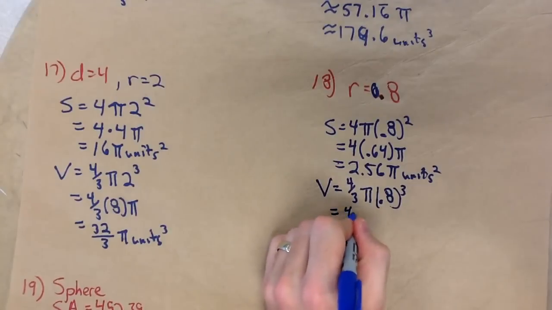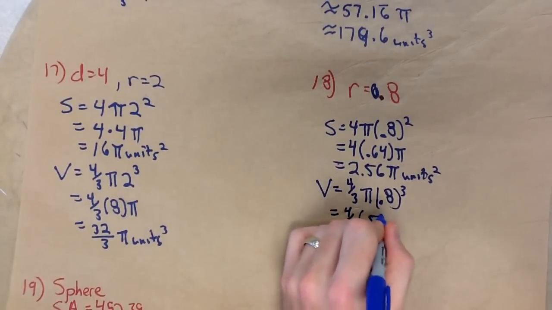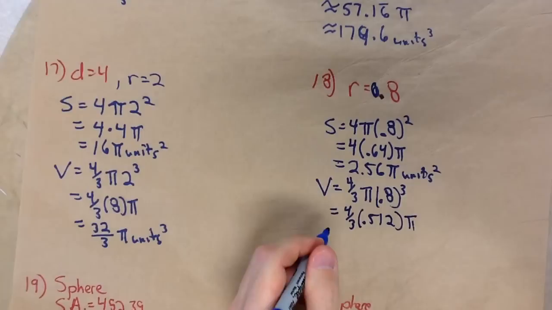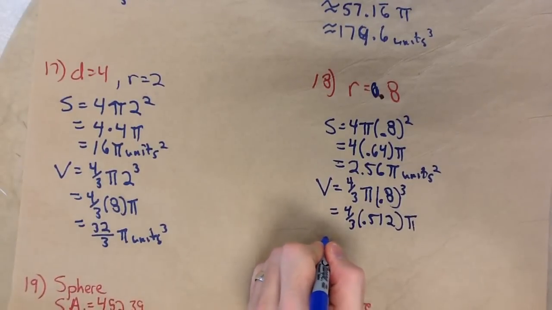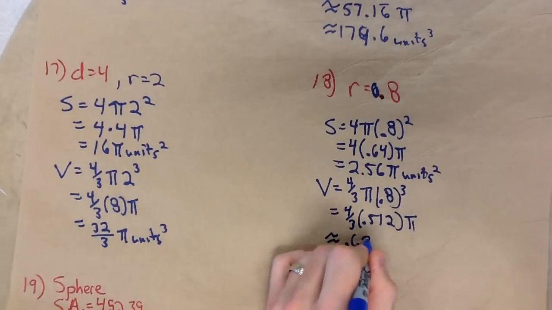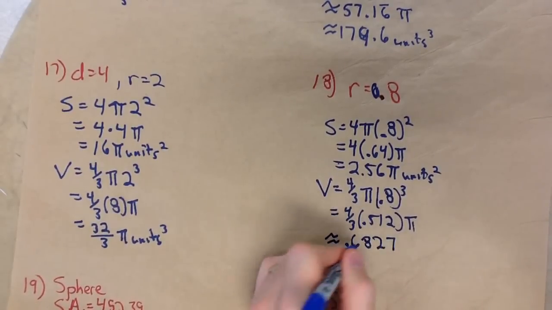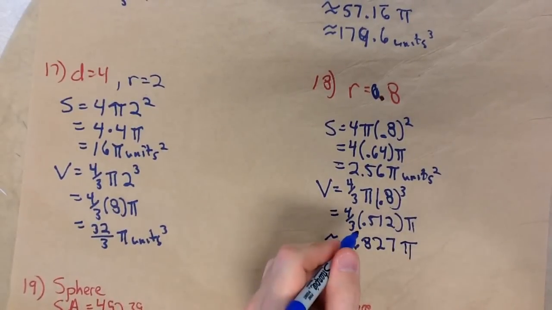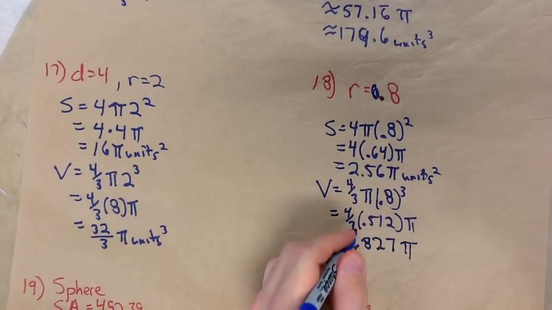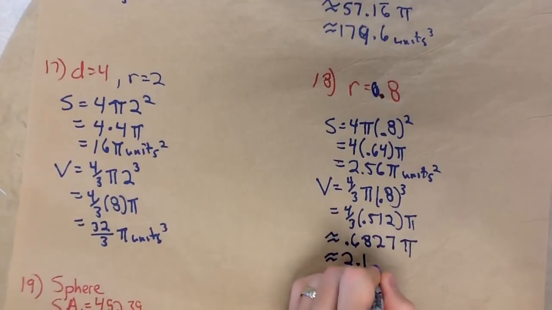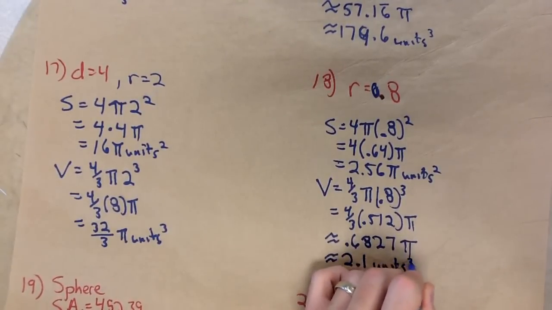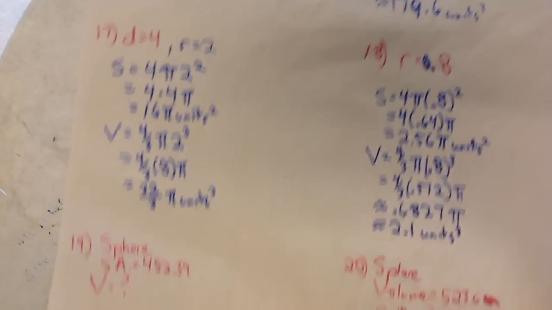This comes out to be 0.512. I'm going to multiply that by 4, divide it by 3. This comes out to be about 0.6827 pi. Multiply that by pi, round to the nearest tenth, and we get about 2.1 units cubed.